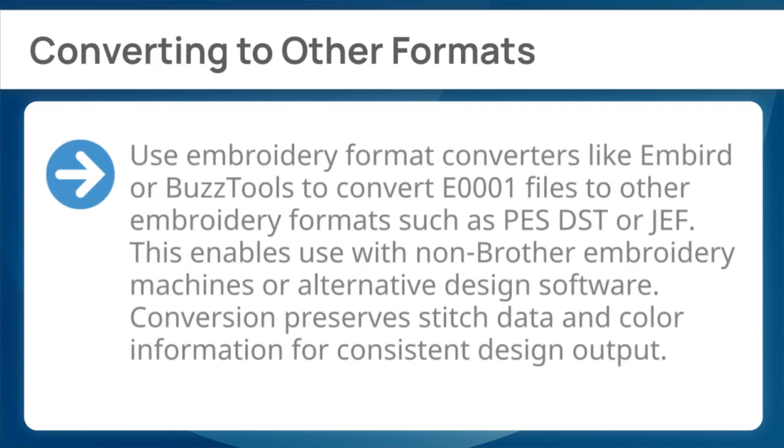Finally, converting to other formats. Use embroidery format converters like Embroidery or Buzz tools to convert E0001 files to other embroidery formats such as PES, DST, or JEF. This enables use with non-Brother embroidery machines or alternative design software. Conversion preserves stitch data and color information for consistent design output.